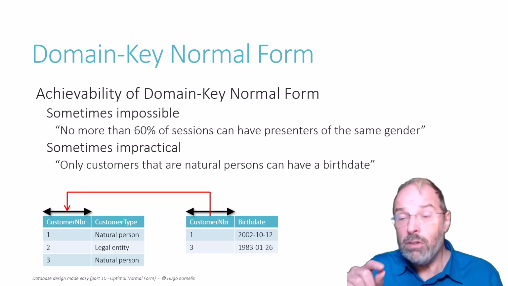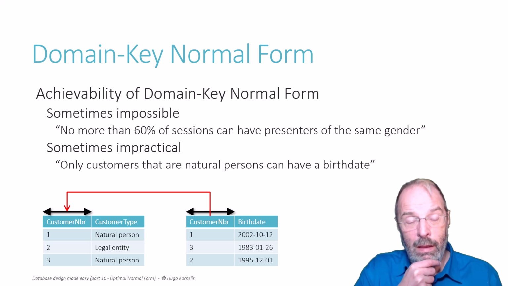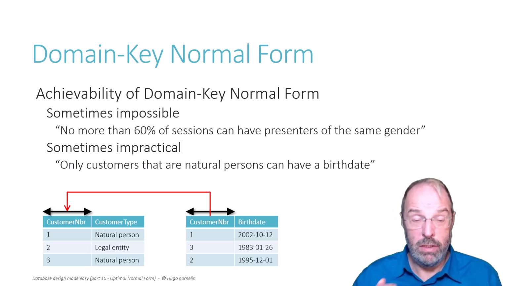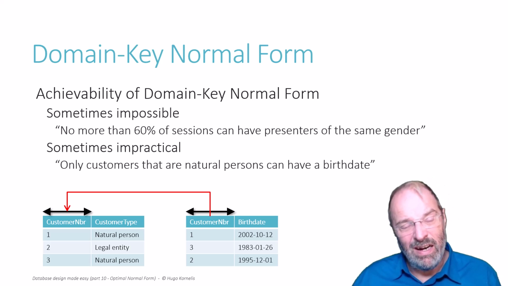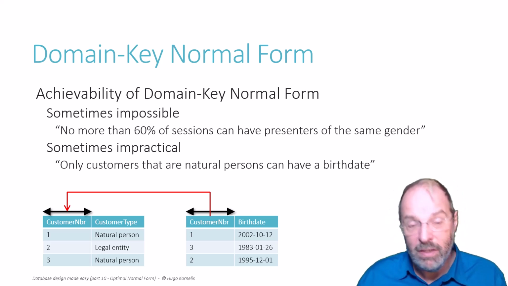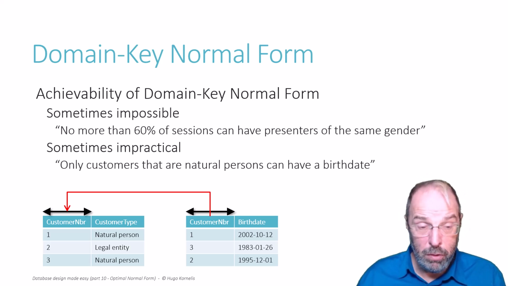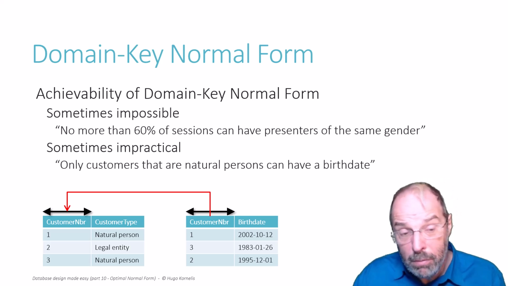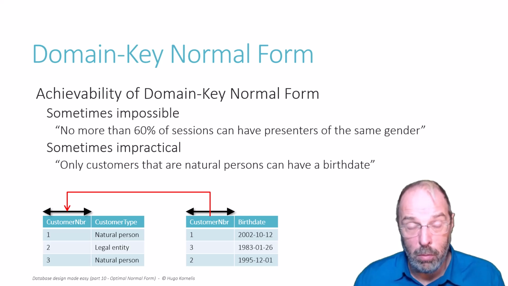Because this looks like a great design, right? But what if I add this row? The database will allow this. There is no constraint, no key, no whatever kind of rule in the database that prevents me from adding the customer number 2 in the table for natural persons. I know it's wrong because customer number 2 is a legal entity. The database doesn't protect this rule. So this is not domain key normal form. The constraint is not implied by the domains and the keys.